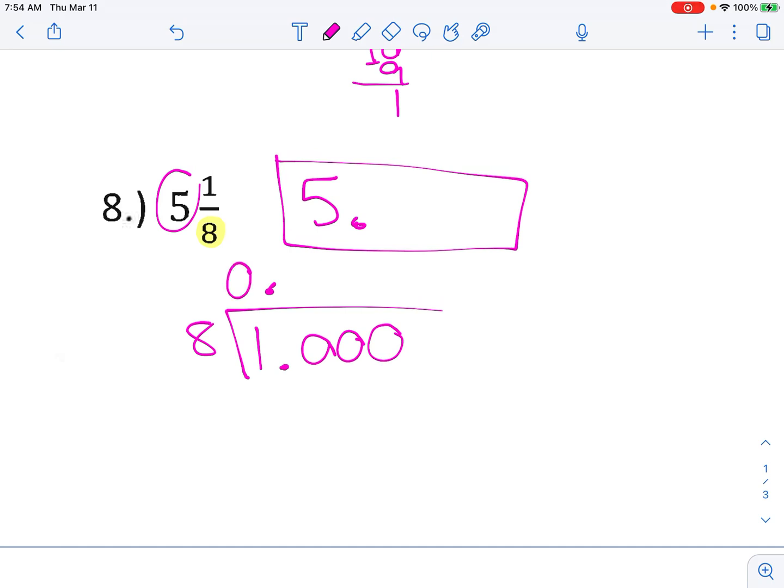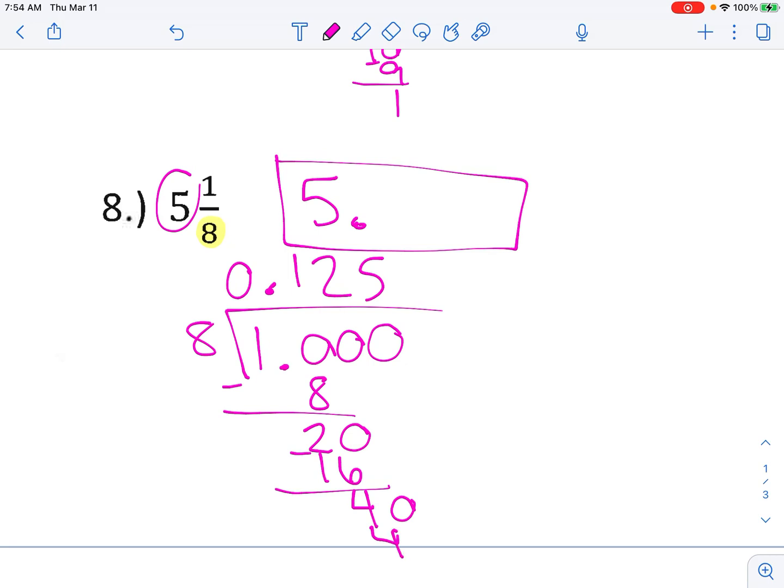So 8 cannot go into 1. 8 goes into 10 once. 10 minus 8 is 2. 8 times 2 is 16. And 8 times 5 is 40. So this is called a terminating decimal. It's terminating because at the very bottom of my work, I got a 0 remainder. So this answer is going to be 5 and 125 thousandths.